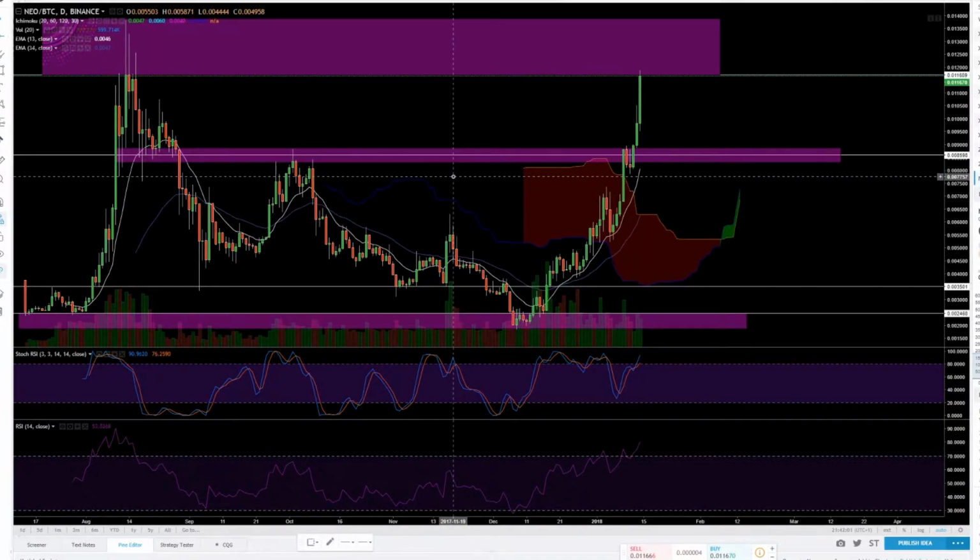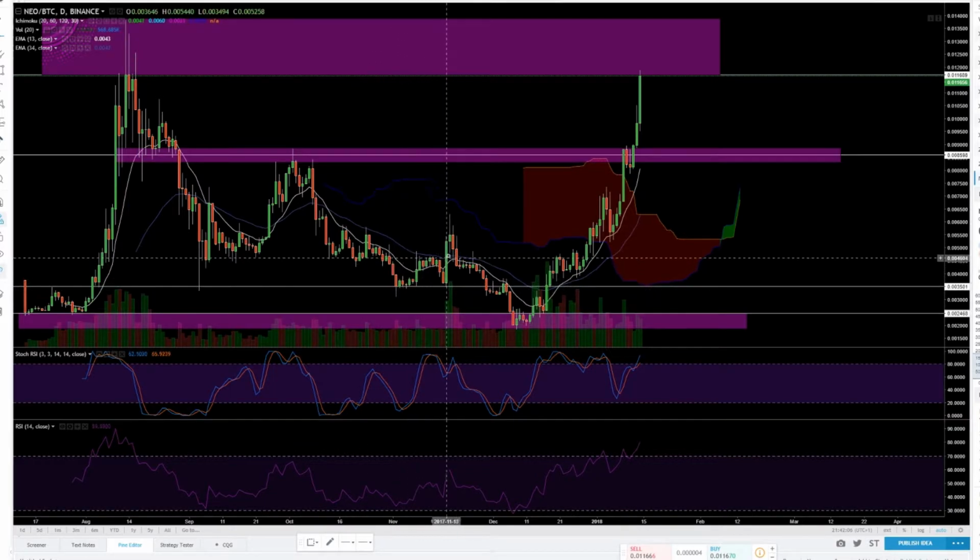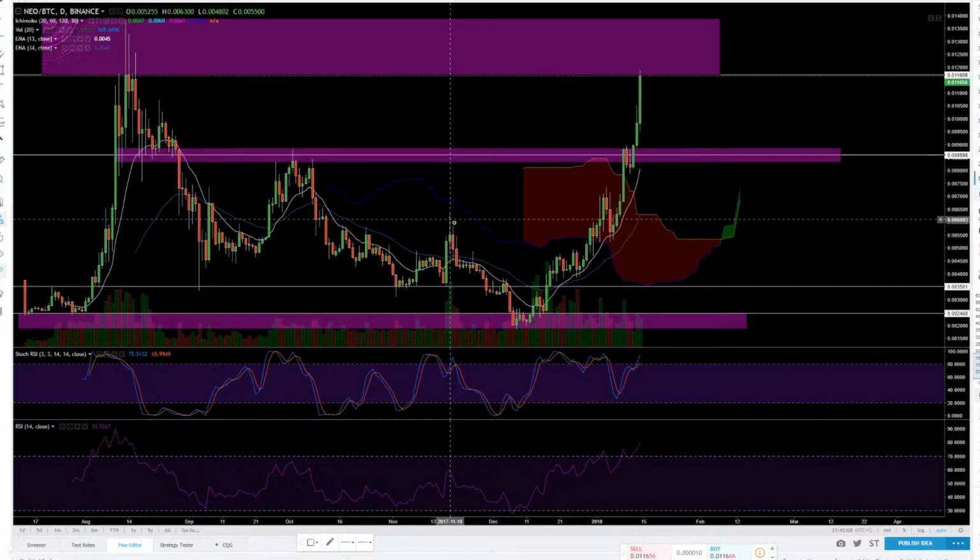So now we have some more small zones. Where do we see something, guys? We went down here, here's the bounce. We went up here, here's the bounce back down.